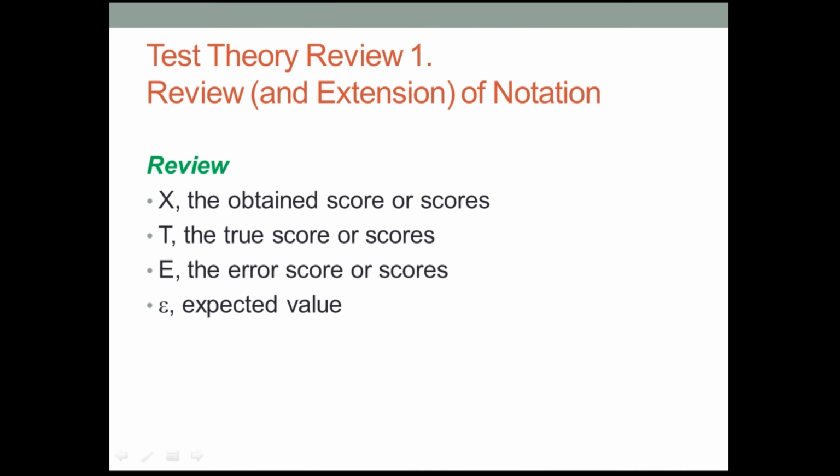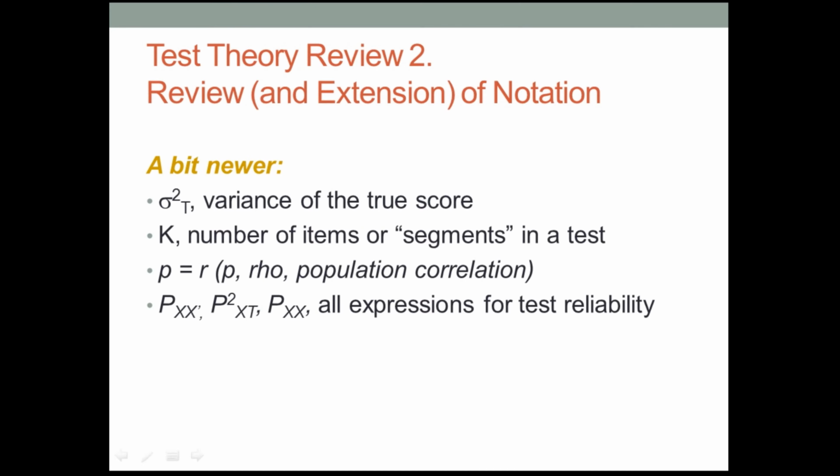Remember that X is used to denote obtained score or scores on a test, X. T is the true score or scores on test X. E are the error score or scores on test X. And remember also that epsilon, scripted E or Greek E, is the expected value, that is the mean of values that we're anticipating. Now there are some variations, a few new symbols that we might want to take a look at.